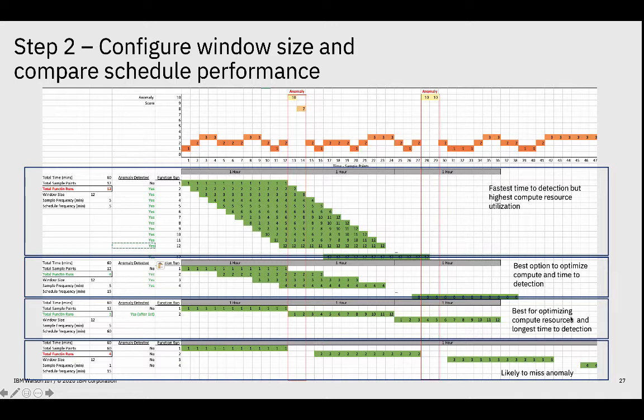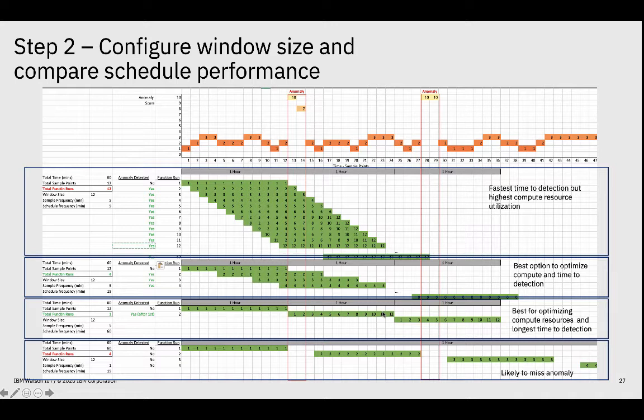So the green boxes represent 12 sample window sizes, data points. And the first row shows how you run the metric by scheduling it every 5 minutes. It will operate on that 5-minute raw data. And therefore, it's the fastest to detect the anomaly. But because it runs every 5 minutes, it is very resource compute intensive.